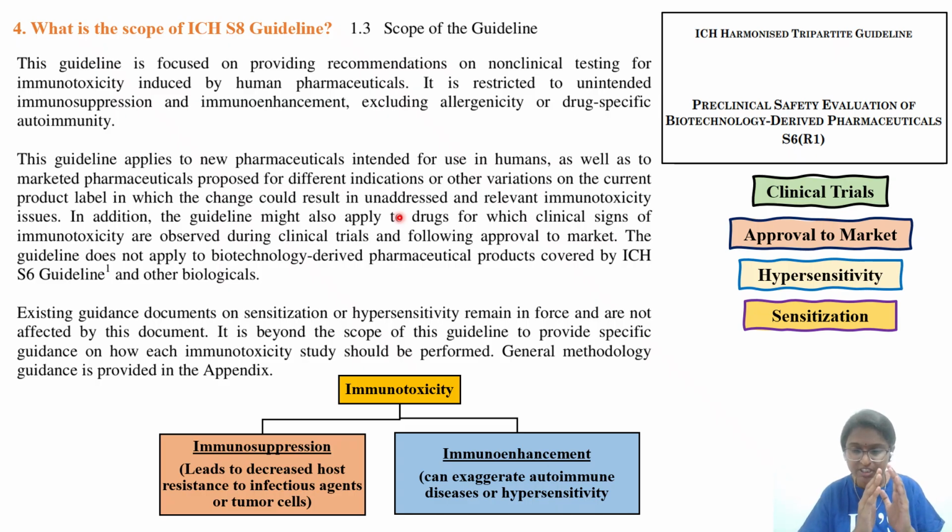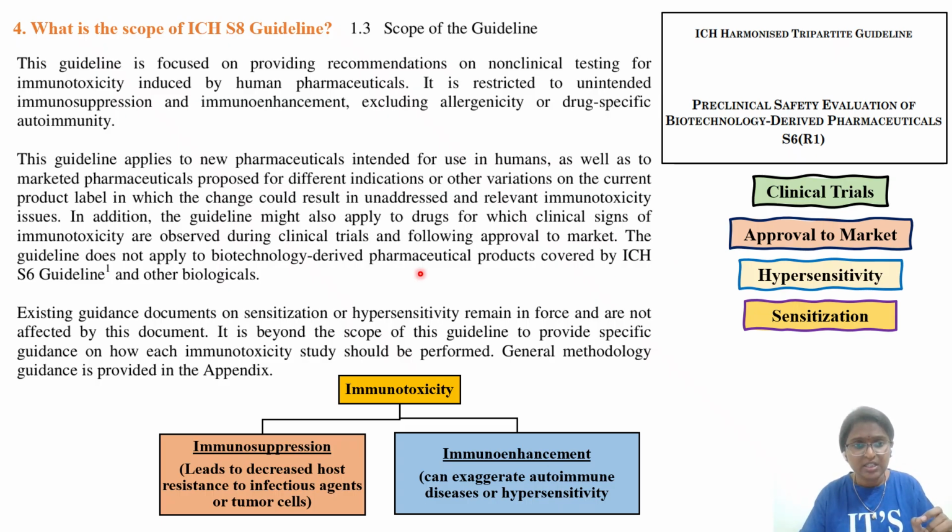If because of these slight changes it is going to trigger your immune system, then you have to take that into consideration, which change could result in unaddressed and relevant immunotoxicity issues. In such cases also you have to go for immunotoxicity studies. That is what it is saying. In addition, the guideline might also apply to drugs for which clinical signs of immunotoxicity are observed during clinical trials. Initially, during preclinical trials, you didn't find any triggering or red flags. But during clinical trials, when you are starting phase 1 or phase 2, if it is found, and following approval to the market, at that time also you have to include additional immunotoxicity studies.